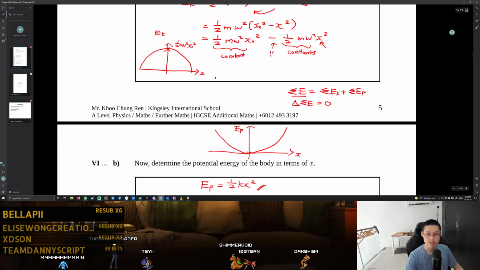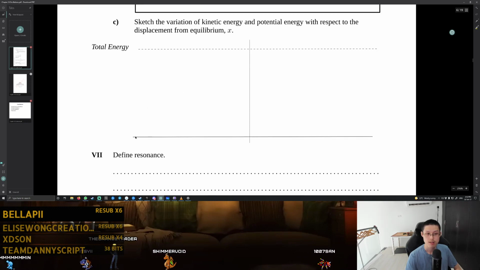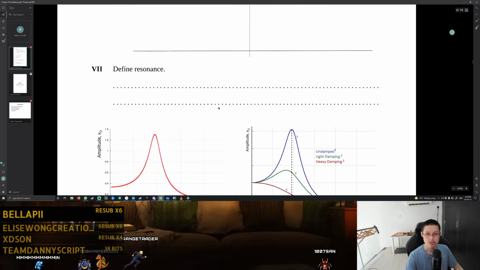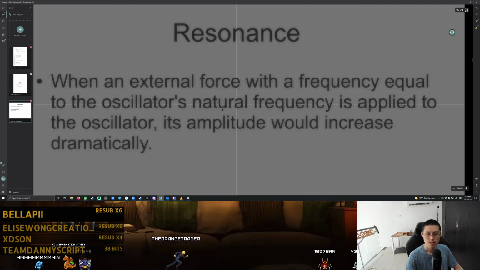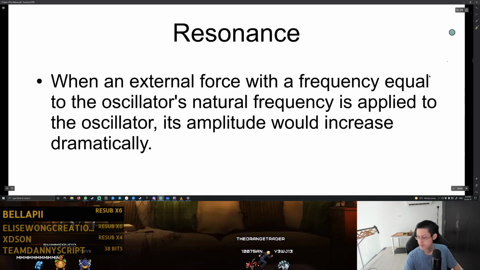You can write that down somewhere here. By the way, you can sketch this right here: EK and then EP. And then resonance, the definition is right there. So I'll leave this here for you to write down. I'll give you a minute.